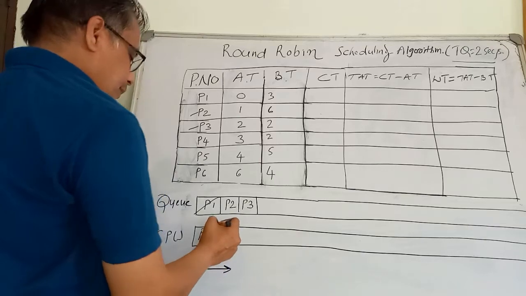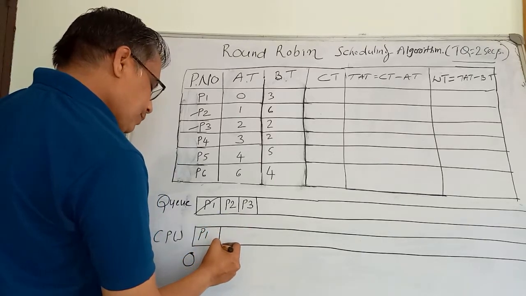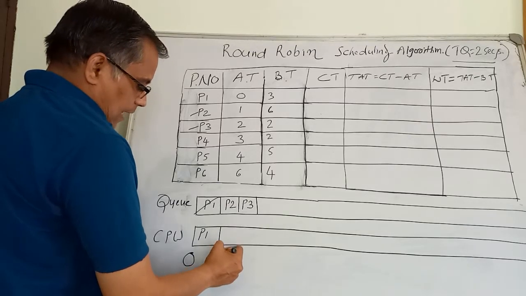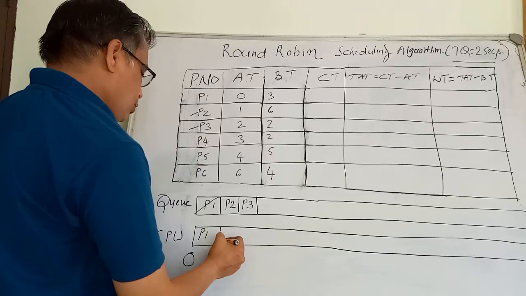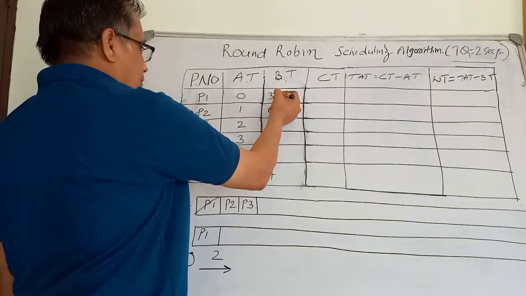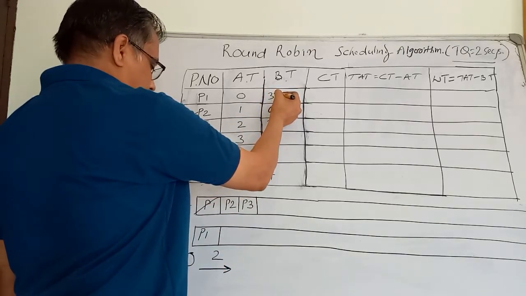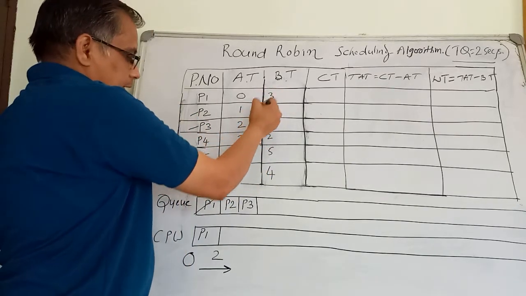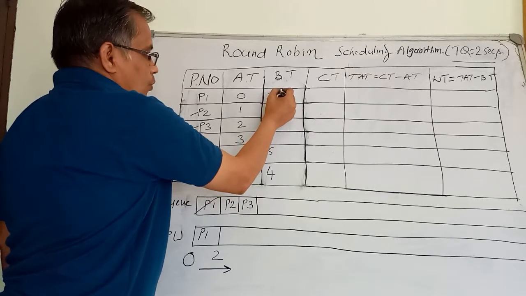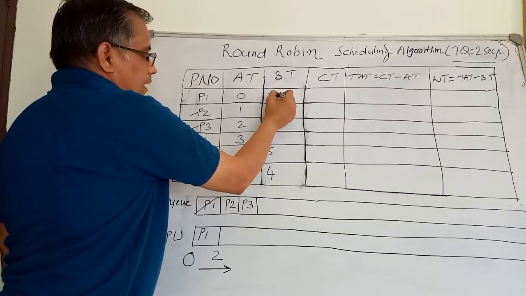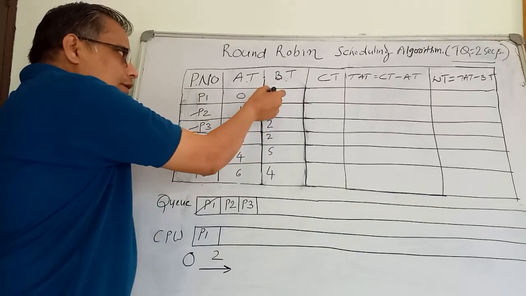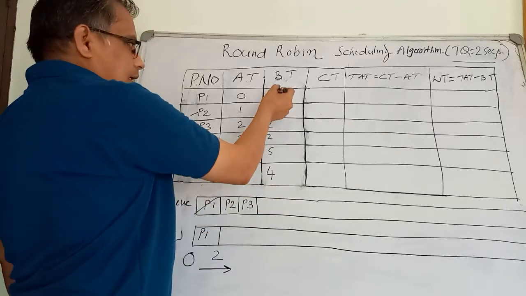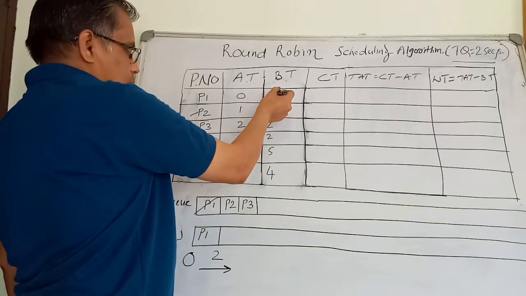Now this P1 process is executed for 2 seconds as far as the time quantum is concerned, then you have to go to the burst time column of P1. That means it got executed for only 2 seconds. Correct? 3 minus 2 is how much? 1. 1 is the remaining time of P1. Again, it is supposed to be brought into the queue because still 1 second is required to complete its full burst time.